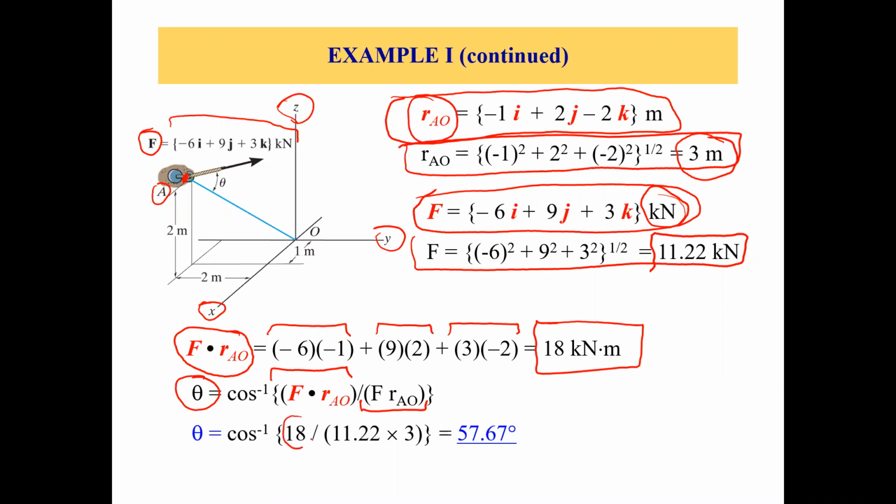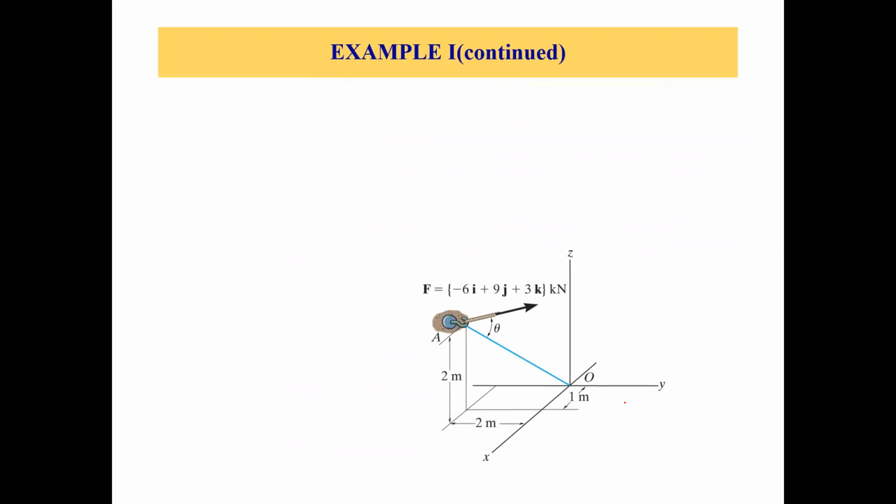So we know that this is 18 divided by, we know these values, 11.22 kilonewtons is the magnitude of force F, and 3 meters is the magnitude of the position vector. If you do that, we get 57.67 degrees, which is the angle between these two vectors, right? Between the force vector F and the position vector RAO. All right, so we are up to here. Now let's move forward.